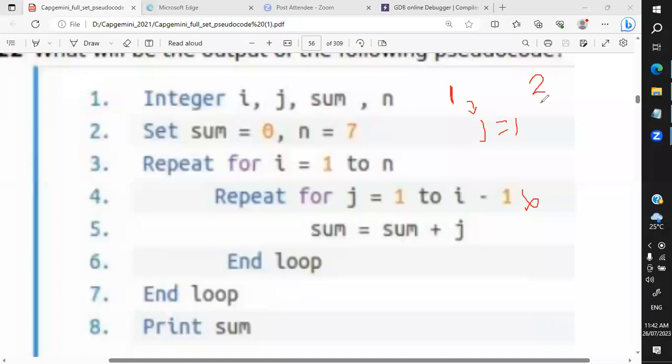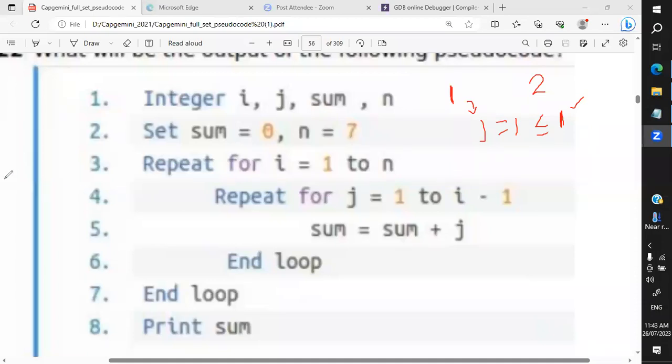When I equals 2, what will happen? J will be 1 and it will run up to 2 minus 1. Just for understanding, I'll write the condition like this: j less than or equal to 2 minus 1, which is nothing but 1. 1 less than or equal to 1, is it true? Yes. That means it is running one time. What are we adding? sum is equal to sum plus j. Sum was initially 0.